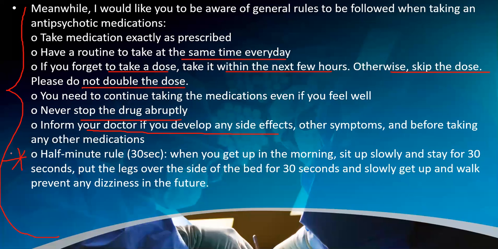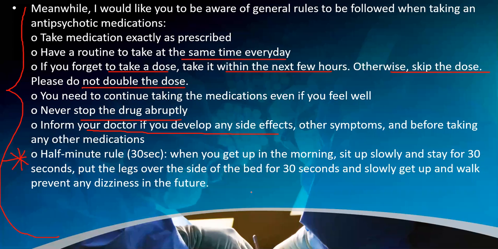Now, this half-minute rule is for any postural hypotension causes. You can follow the half-minute rule: when you get up in the morning, sit up slowly, stay there for 30 seconds, put the legs over the side of the bed for 30 seconds, slowly get up, and then walk slowly to prevent any dizziness in the future.